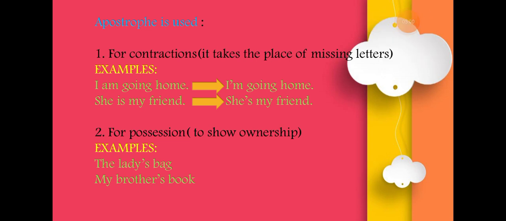Apostrophe is used for contraction, like it takes the place of missing letters. For example, I'm going home, that is, I am going home. She's my friend. So basically, we use it for contractions, for making the sentence look shorter.